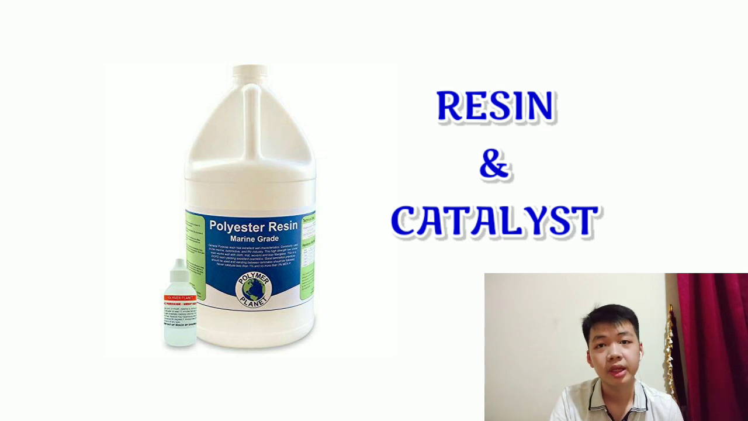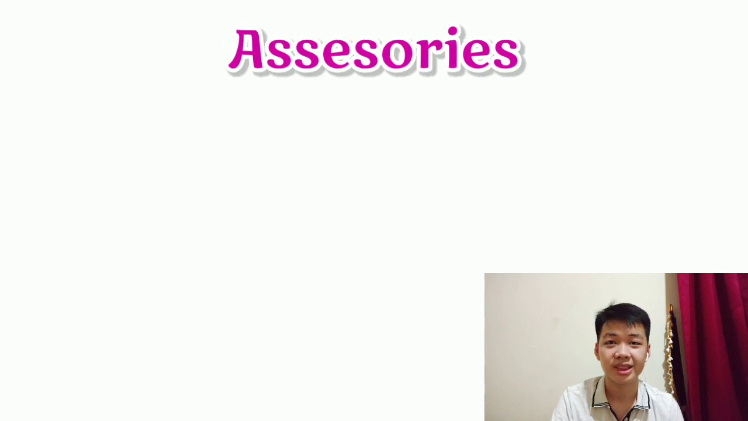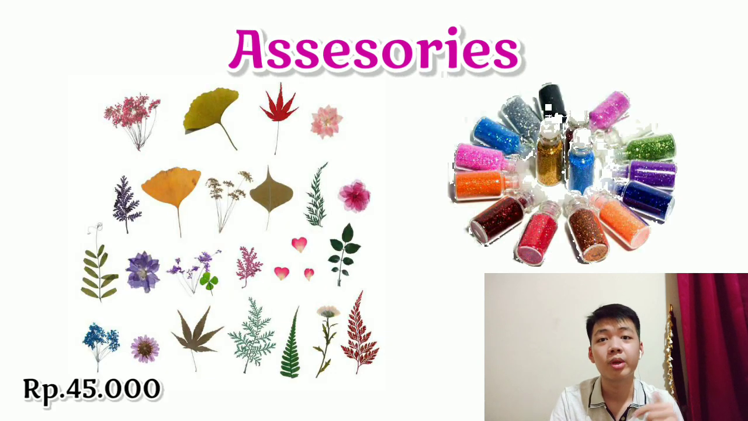This kind of substance is already crystal clear when it has hardened. Maybe the price can get cheaper if we buy it in large quantity. Accessories. For this material, we need to prepare 45,000 rupiah. With this price, we can make 30 pieces of keychain.